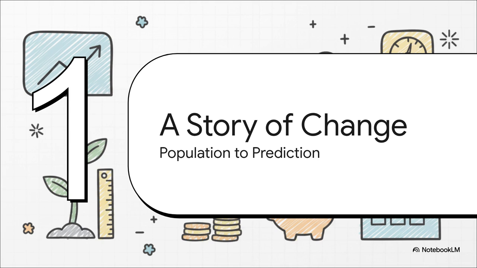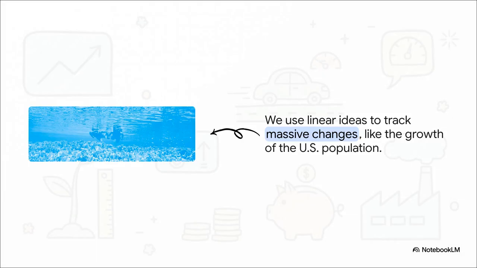So get this, the secret code isn't just for your math homework. For centuries, people have been using this exact same idea to understand and predict huge world-changing trends. Let's take a look at a massive, real-world example. Just look at this graph of the US population. Now, you can see the whole thing is a curve, right? But here's the powerful part.